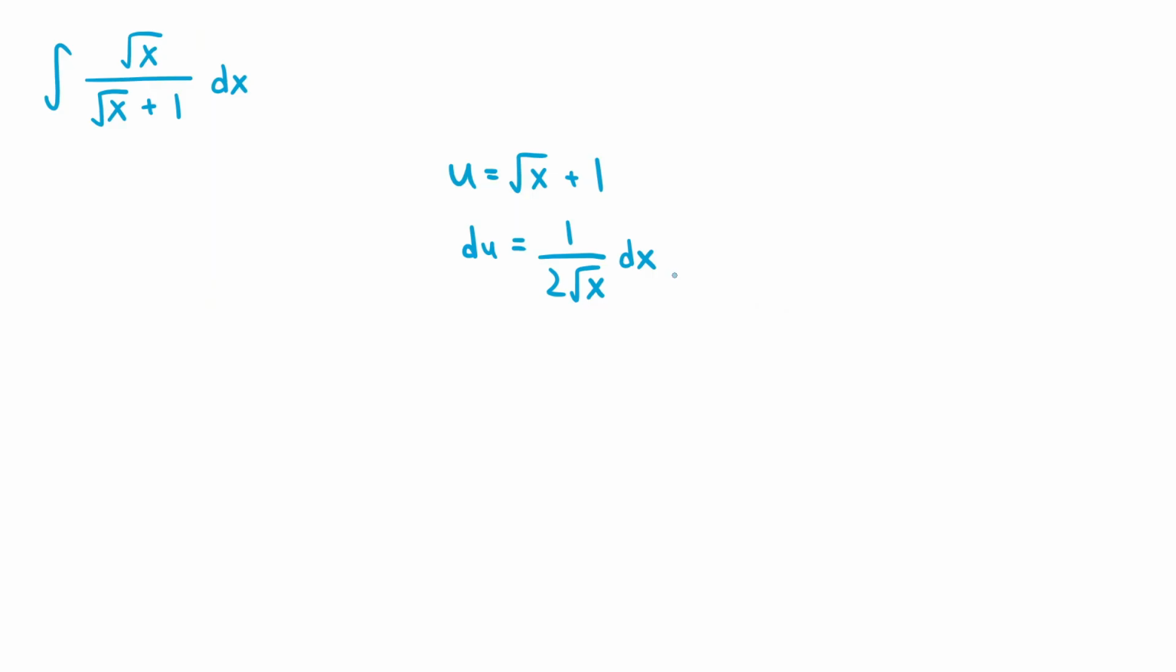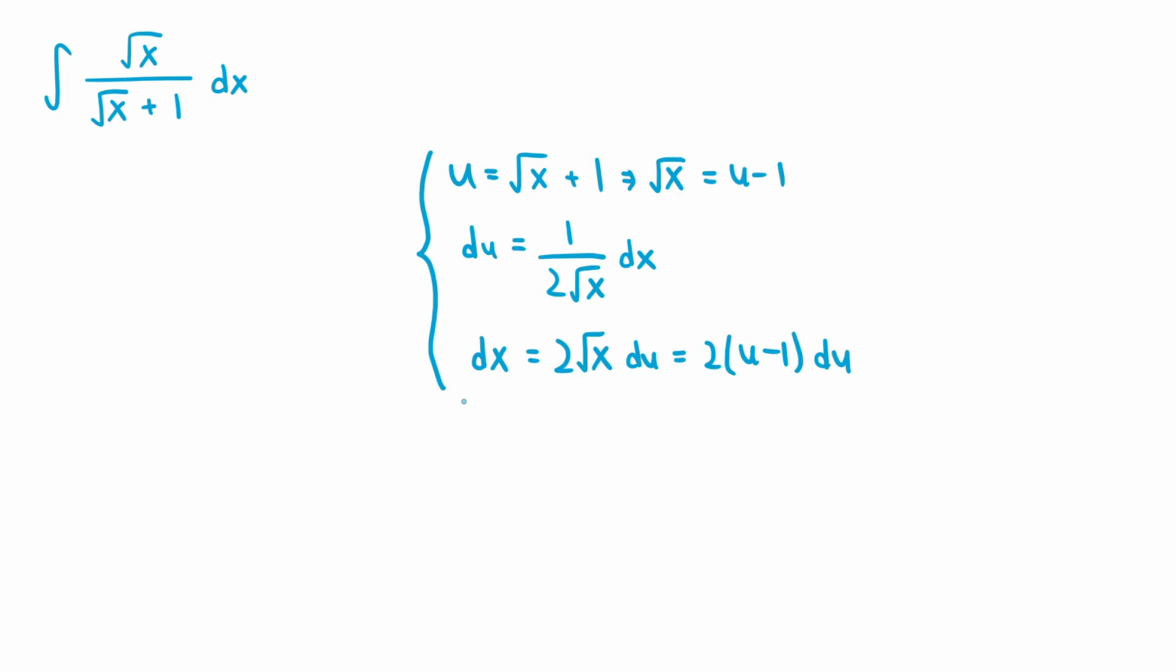So if we multiply both sides of this equation by 2 square root of x, we get dx equals 2 square root of x du. In order to rewrite 2 square root of x du entirely in terms of u, we need to find an expression for the square root of x. So we substituted u equals the square root of x plus 1. So if we subtract 1 on both sides, we get the square root of x equals u minus 1. So we now have an expression for the square root of x in terms of u. So 2 square root of x du becomes 2 times u minus 1 du. So dx equals 2 times u minus 1 du.